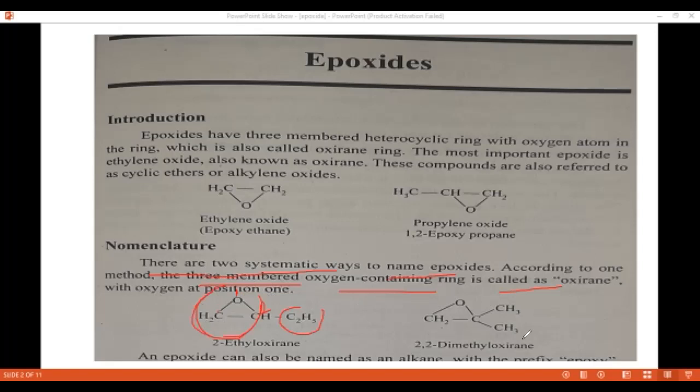This three-member ring is called an oxirane.